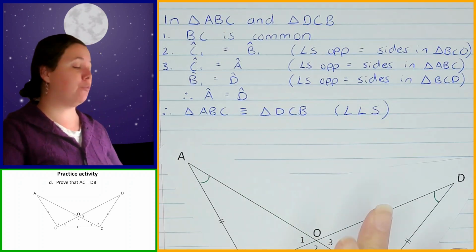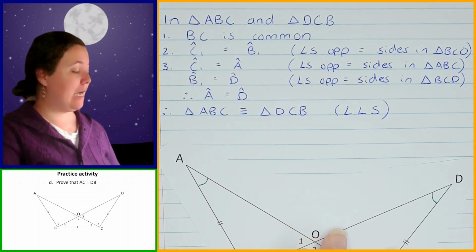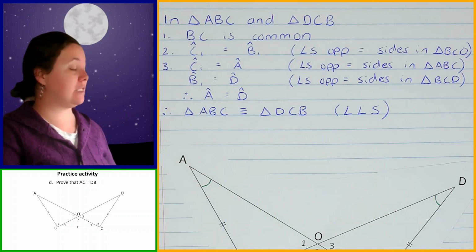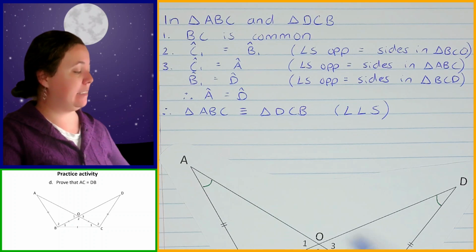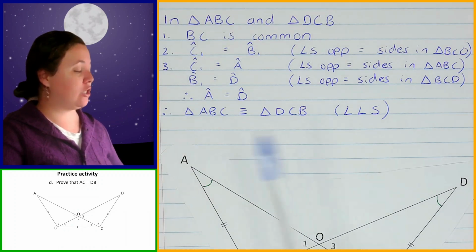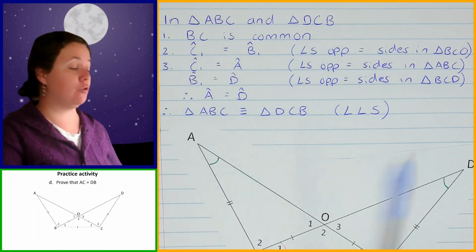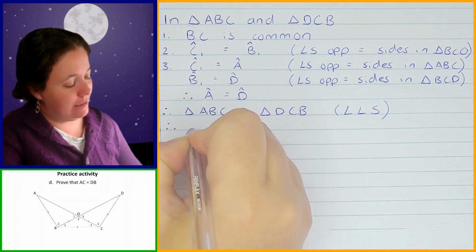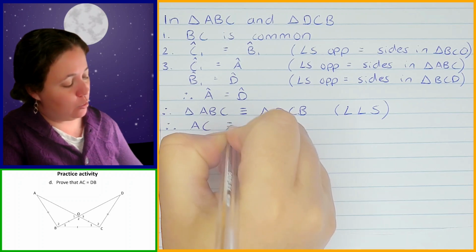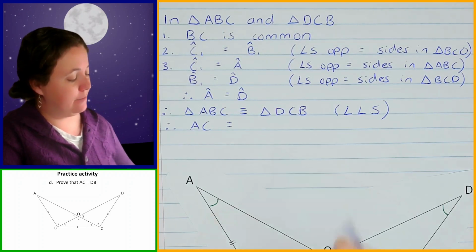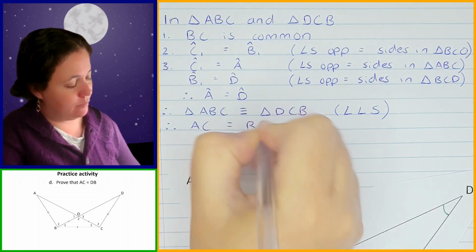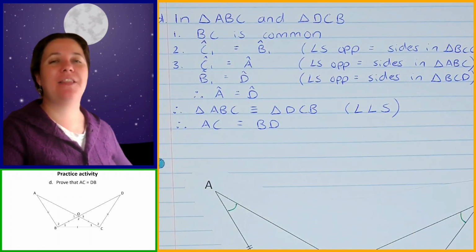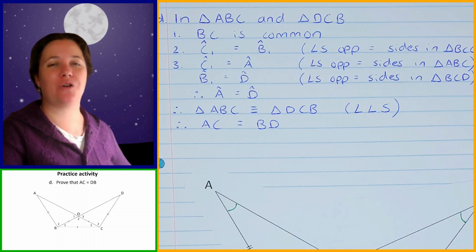Okay, so now that I've proved that those two triangles are congruent, I can now go and prove what they asked me to prove, which is that the two sides AC and BD are equal because they are sides of that triangle that I just proved are congruent. So I can say, therefore, AC is equal to BD. And that's what we should have got for question D. And that is how we prove that triangles are congruent.